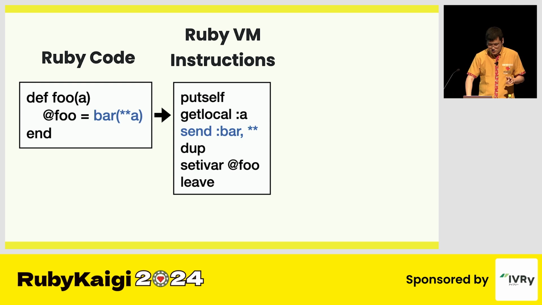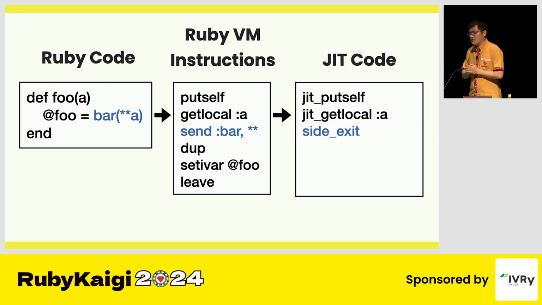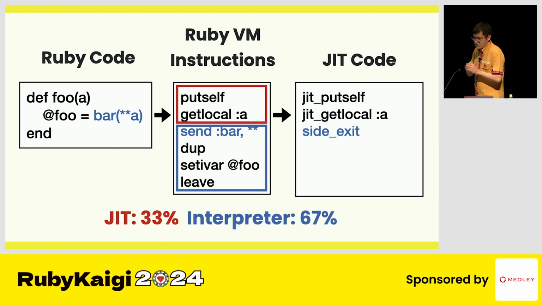In such situations, we used to generate a side exit. Side exit means you need to exit the JIT code and then go back to the interpreter execution. In that case, you need to go through the interpreter loop to execute the YARV instructions, which is obviously slower than executing the machine code specialized for this particular Ruby method. So in this case, the ratio in YJIT is like 33%, and this is pretty low.